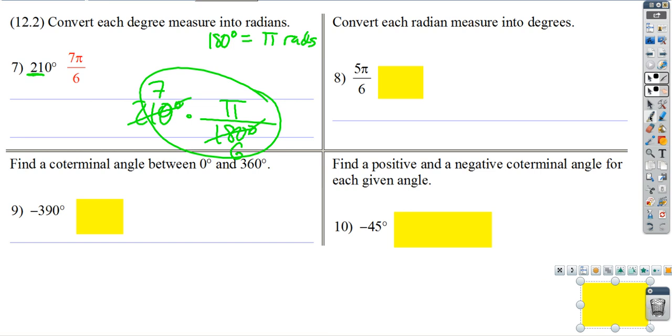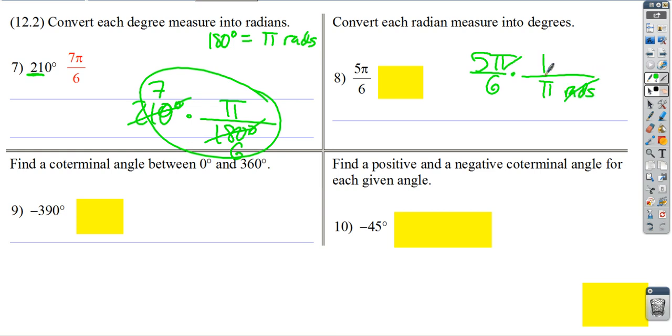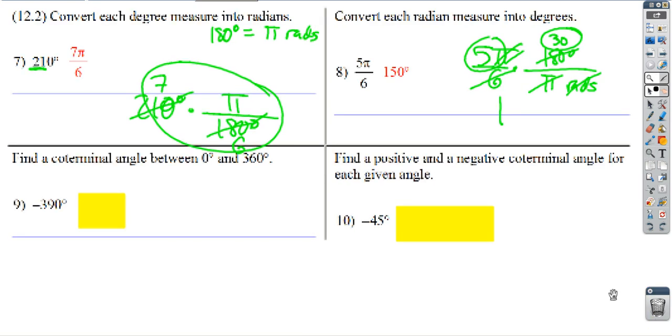Okay, this one will do the same thing. The only difference is now radians are going to go on the bottom because we're given radians to start with. So the radians will cancel, and 180 degrees per radian, so the pi's cancel. 6 goes into itself once, and it goes into that 30 times. And 30 times 5 is 150 degrees. So there's our result.